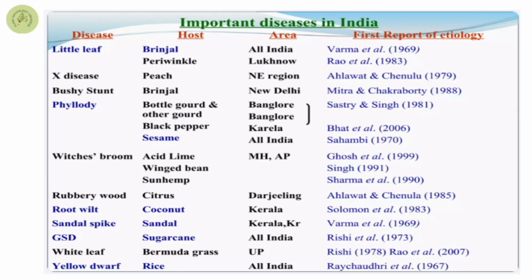And also GSD, grassy shoot disease, that is a phytoplasmal disease, and that was observed in sugarcane. It is also very important. And the yellow dwarf disease of rice, these are important. And then you can see the different areas, like little leaf, it is prevalent all over India. Similarly, your yellow dwarf and grassy shoot disease, then your witches' broom and phyllody, they are mostly prevalent all over India. So that will tell us about their importance.